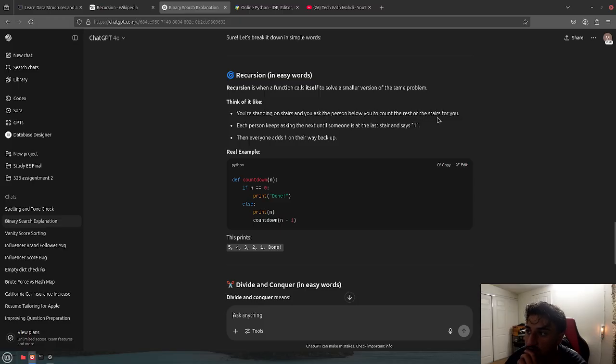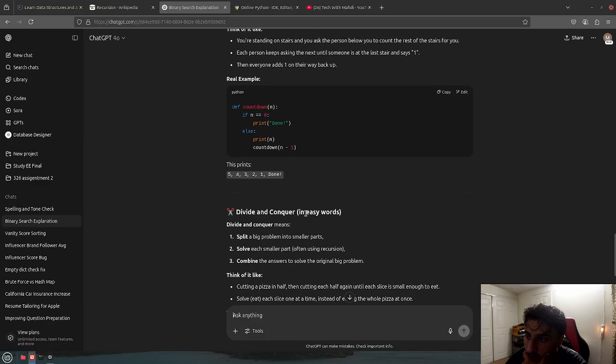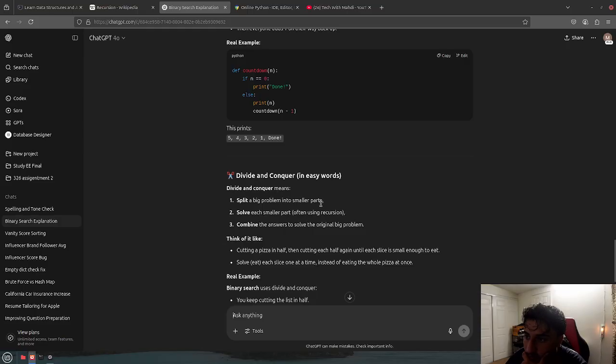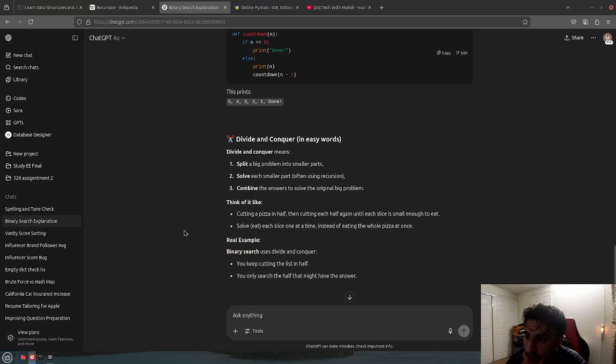Each person keeps asking the next until someone is at the last stair and says 1. Then everyone adds 1 on their way back up. Okay. Divide and conquer in easier words. Divide and conquer means split a big problem, solve, combine. Yeah, like binary search. Okay, cool.